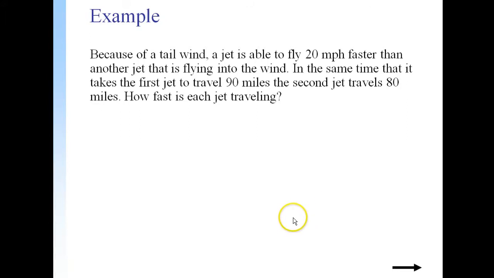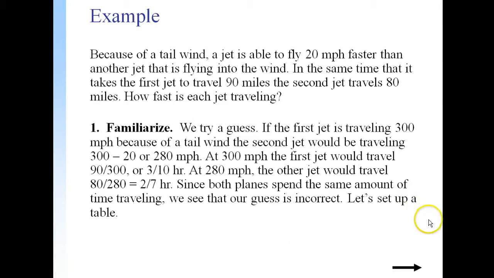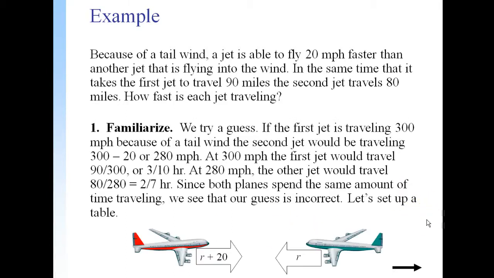Okay, now let's check this one out. Because of a tailwind, a jet is able to fly this many miles per hour faster than another jet going into the wind. That slows you down. The wind's on your back, you move faster. In the same time it takes the jet to travel 90, the second jet only travels 80. How fast is each jet traveling? Okay. Again, a picture is good.